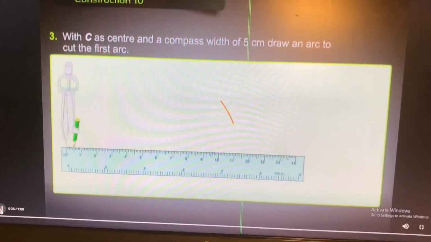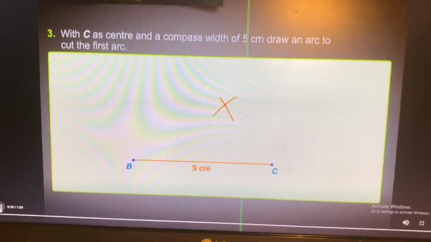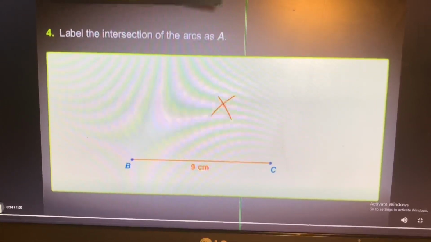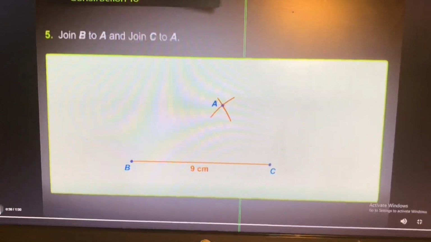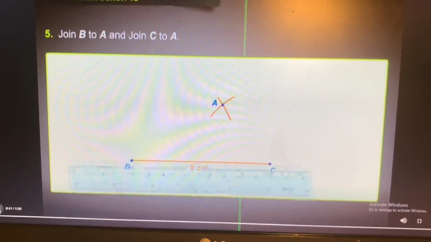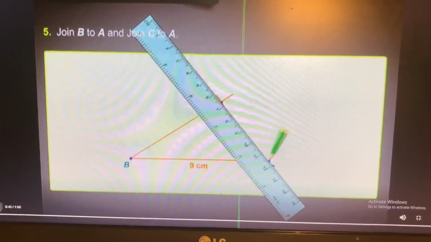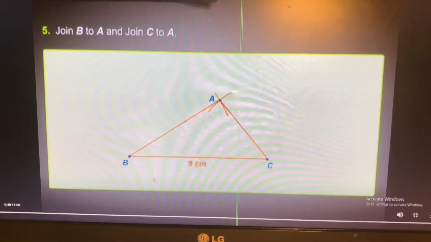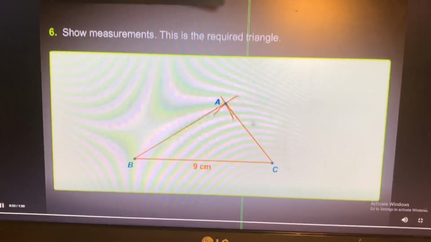Then our last side is 5 centimetres, so opening the compass to 5 and sweeping from the other direction from C. Where they intersect, so we know that means where they cross, where they overlap, that's our third point, so A. All that's left to do is to very accurately connect those 2 lower points to A, and then be sure to mark on the measurements as well.